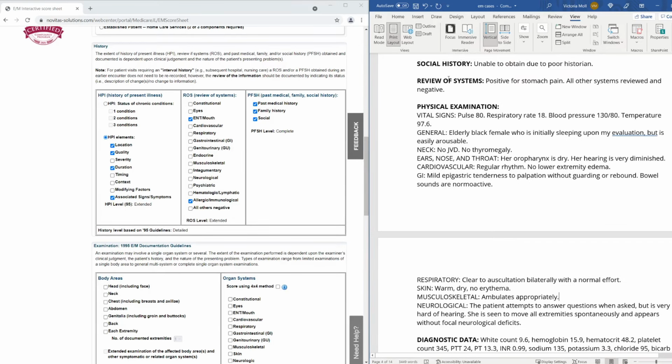Now let's look at the review of systems. Review of systems says positive for stomach pain, which we have here under their GI. And all other systems were reviewed and are negative. So they got the right terminology there.